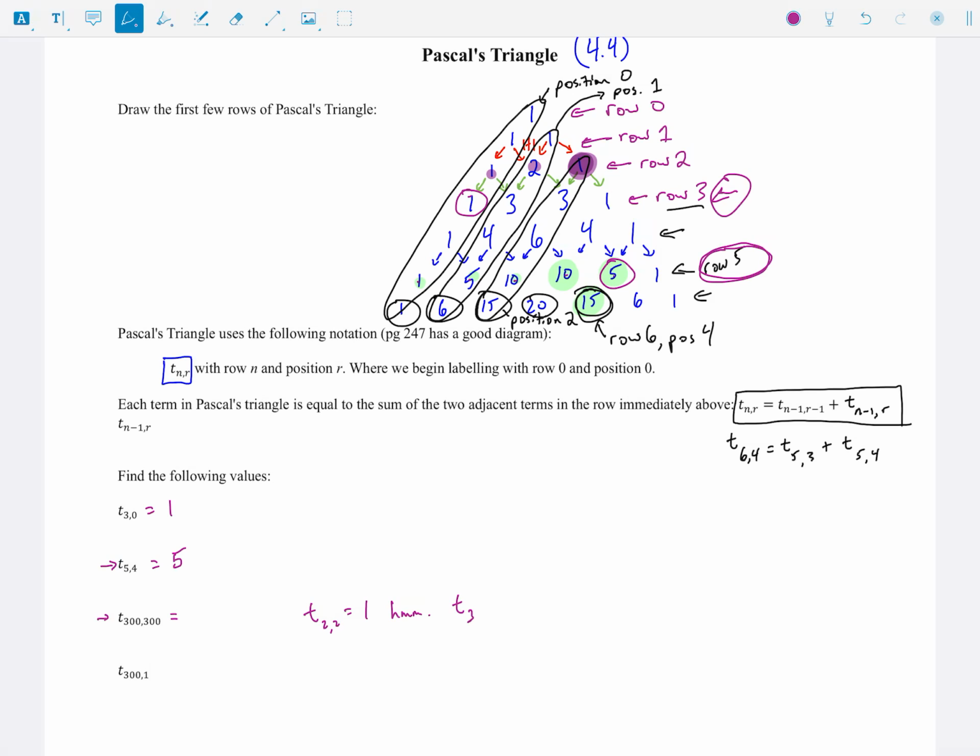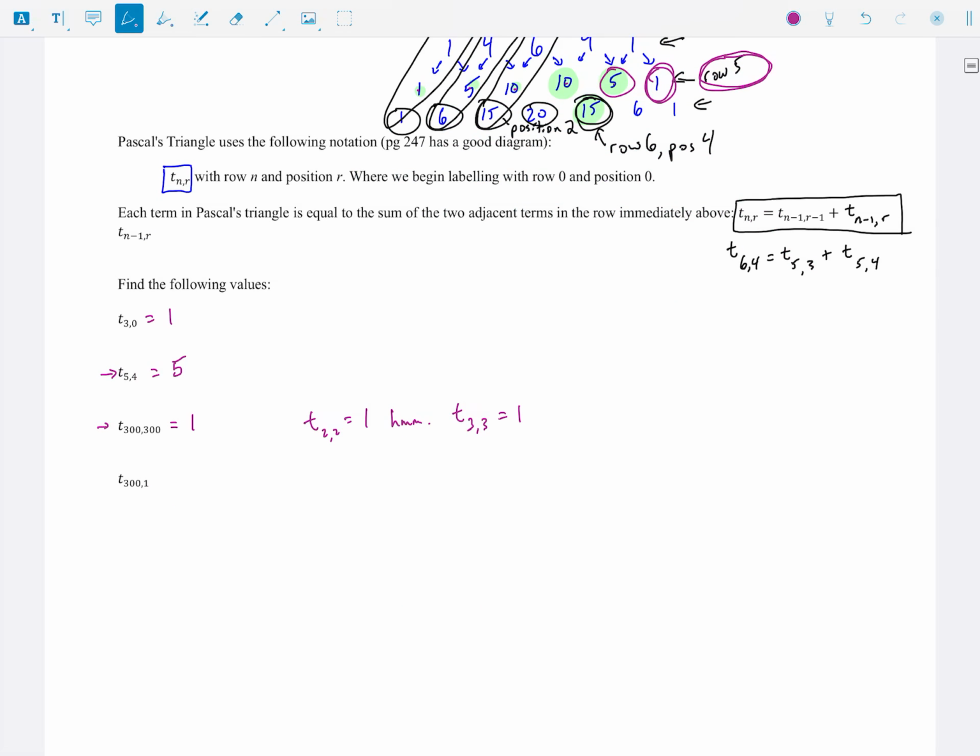What about T of 3, 3? Well, again, this is row 3 right here, and this is 0, 1, 2, 3. And check it out, the answer is 1. Doesn't that seem like a pattern? The 5th row, 5th position would be right here. And so therefore, the 300th row in the 300th position would be equal to 1. That's ridiculously cool.